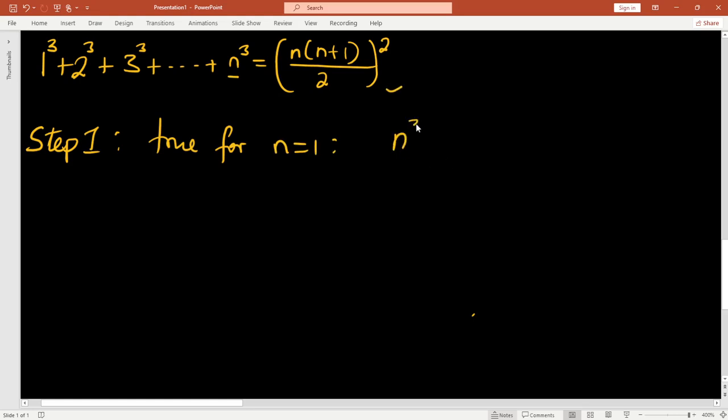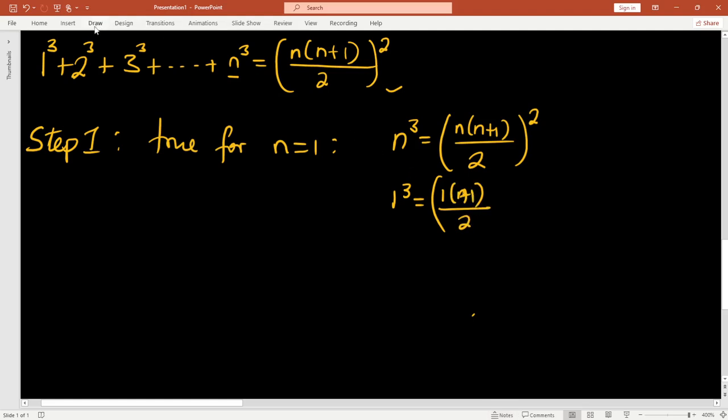So what we do here is we equate it to what we have on the right hand side. So that's n cubed is equal to, open brackets, n plus 1 divided by 2, to the power 2. Where there's n, we substitute with 1. We're going to have 1 cubed is equal to 1 plus 1 divided by 2, then everything to the power 2. Then 1 to the power 3 is equal to, 1 plus 1 I'm going to get 2, over 2 to the power 2.